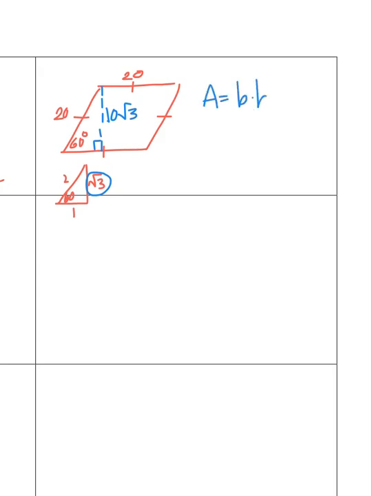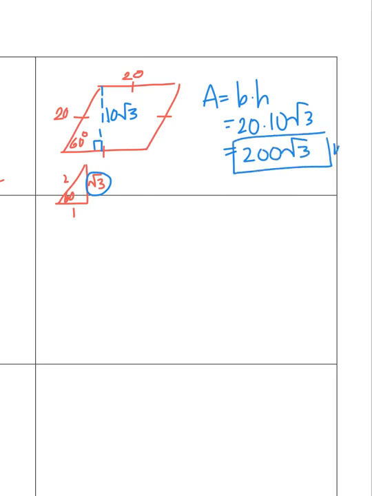So the area of my rhombus is, I'm going to use base times height, 20 is my base, times 10 root 3. That is 200 root 3 units squared. Let me make sure that that's with my answer.